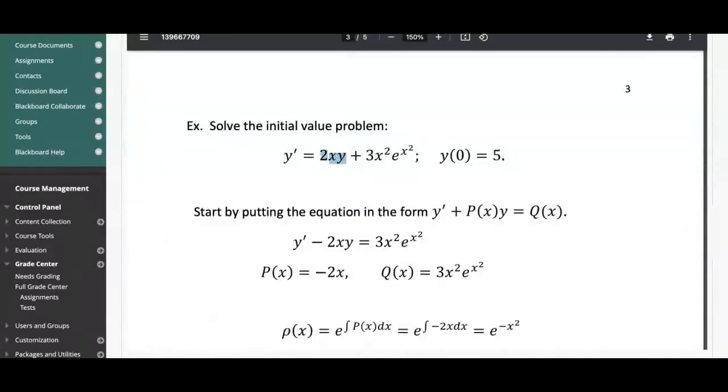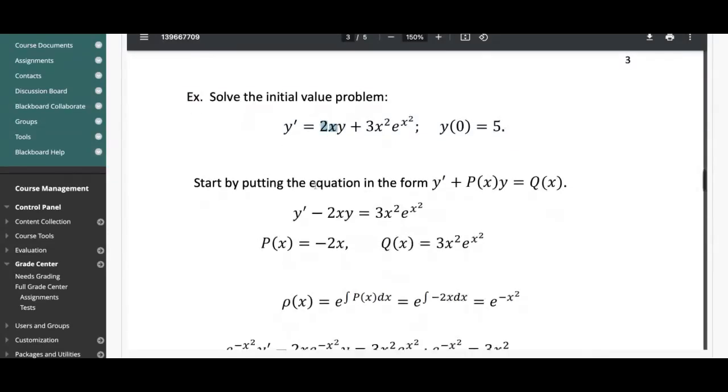So we want to move 2xy to the left-hand side. So we get y prime minus 2xy equals to this. So what is our p of x? It's a negative 2x here. So y prime minus 2xy equals to 3x squared e to the x squared. This term has no y, so this is q of x. And so p of x is negative 2x. Right? So we put it in the right form so we can identify p of x.